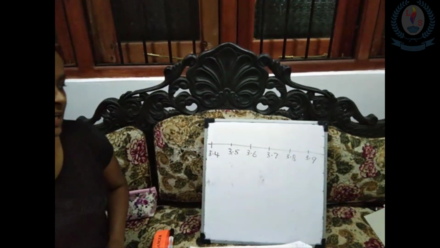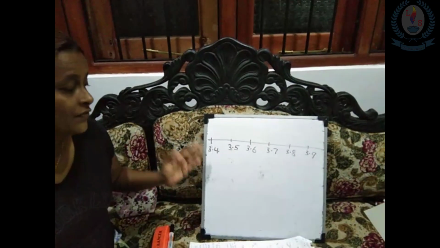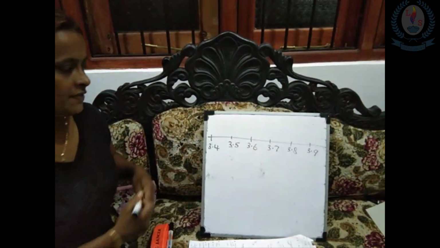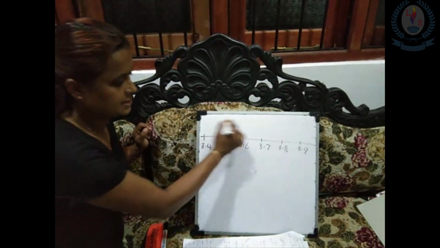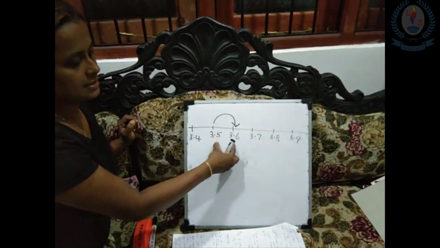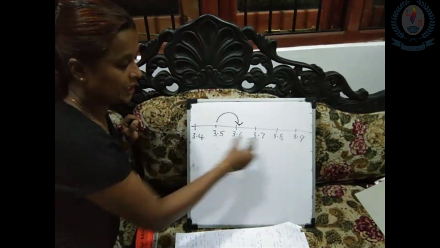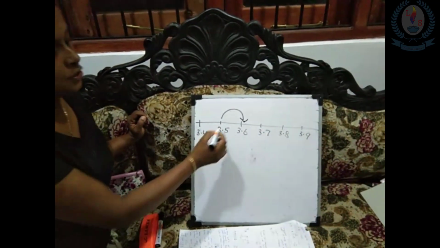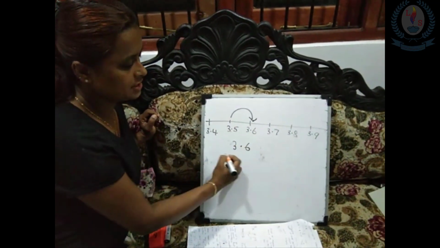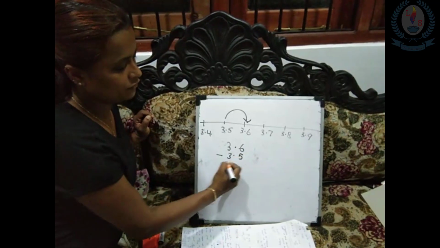Okay. First let's recognize what is the difference between each decimal. It's better we take two closer numbers. Let's take here from 3.5 to 3.6. The difference is the same between each number. To find the difference, we can subtract 3.6 minus 3.5.